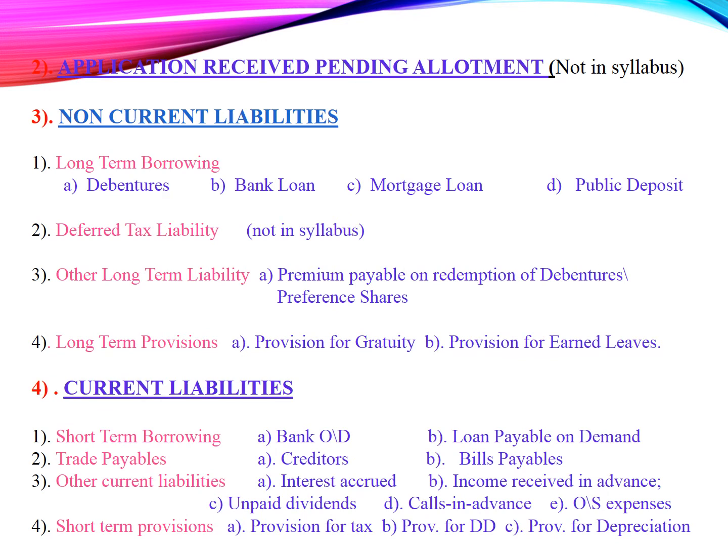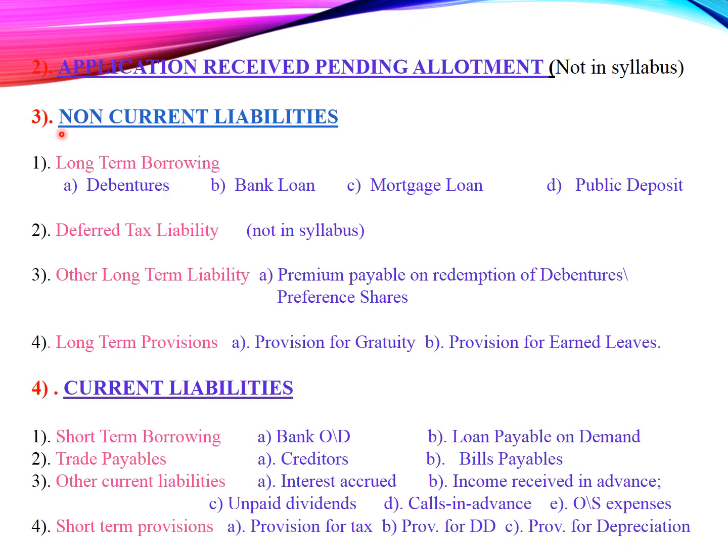Second heading of balance sheet under liabilities is application received pending allotment. This item is also not to be treated from the syllabus point of view. Next, third heading is very important, which is titled as non-current liabilities. Non-current liabilities means all those liabilities which have to be discharged for a period exceeding 1 year.